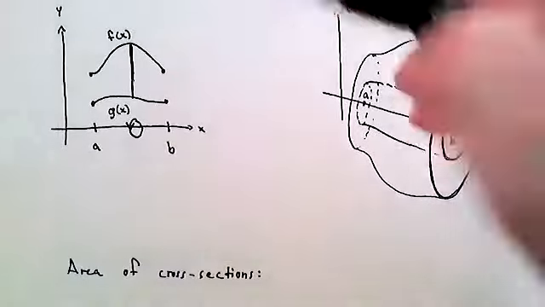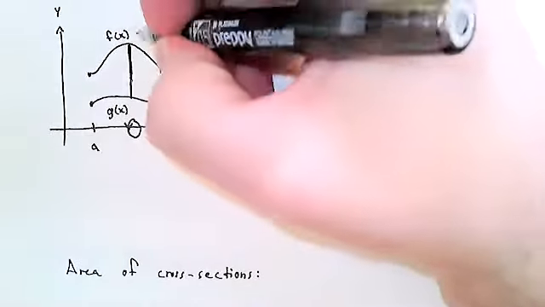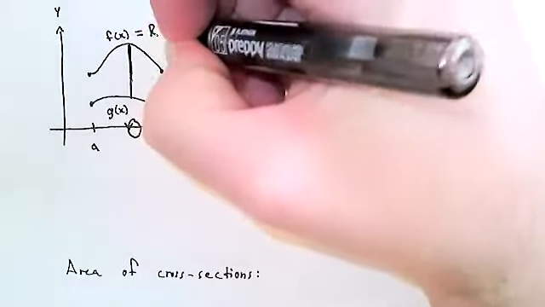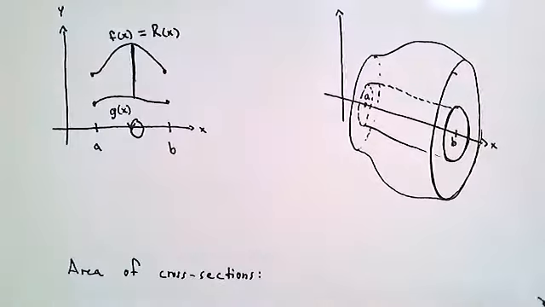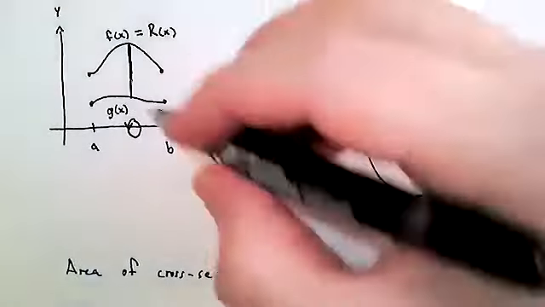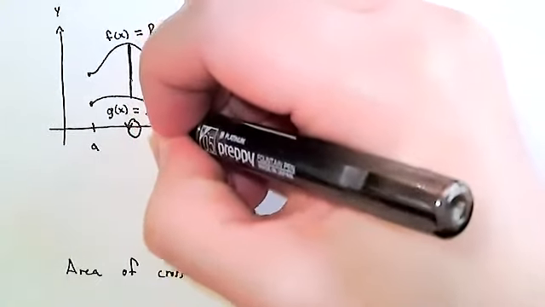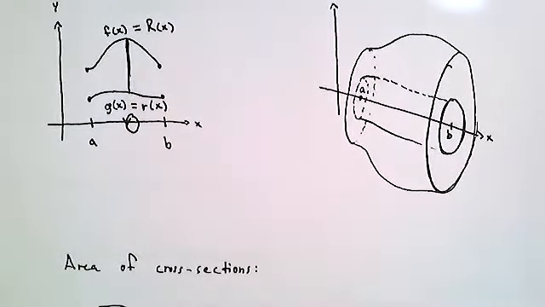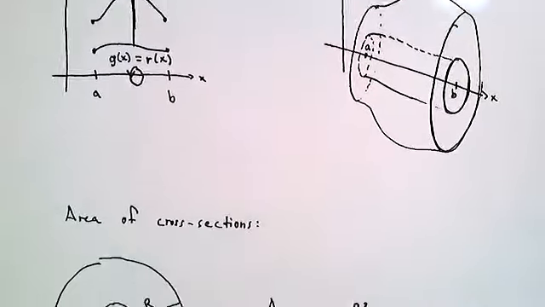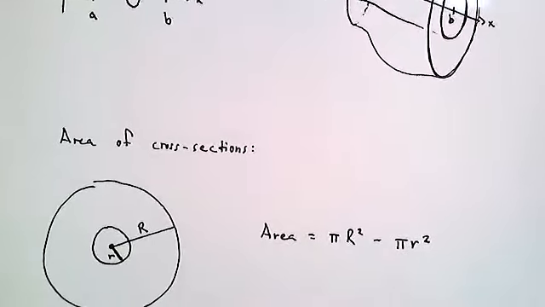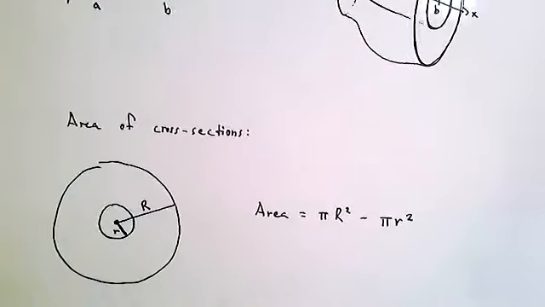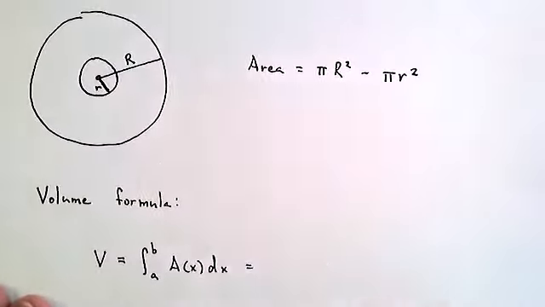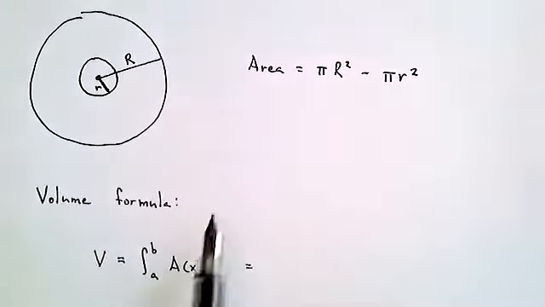And maybe going back to this original picture, this higher function f of x is going to play the role of the outer circle. So we usually label that with a capital R. And then g of x we'll label with the lowercase r, since it corresponds to the radius of the inner circle. And then we just put that together with our volume formula. We plug this in here.